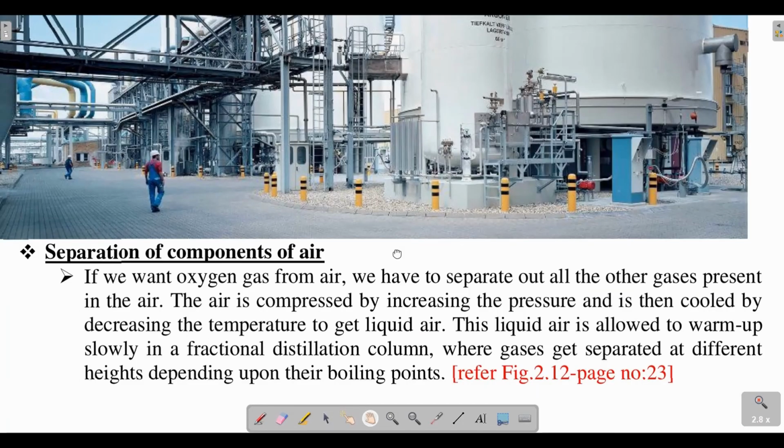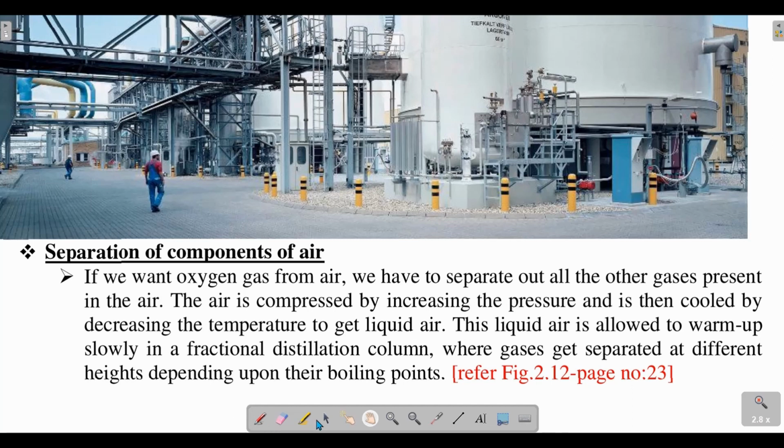We know that air is a mixture because it consists of different gases like nitrogen, oxygen, carbon dioxide, etc. So to separate these components like nitrogen, oxygen, and carbon dioxide from air, we are using this technique. Okay, so how does it work?